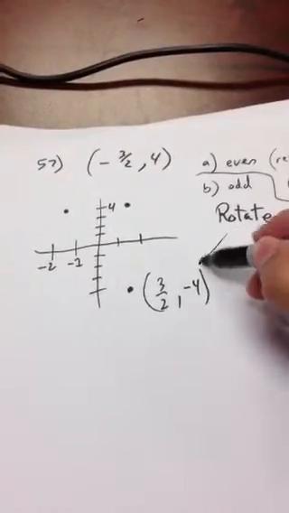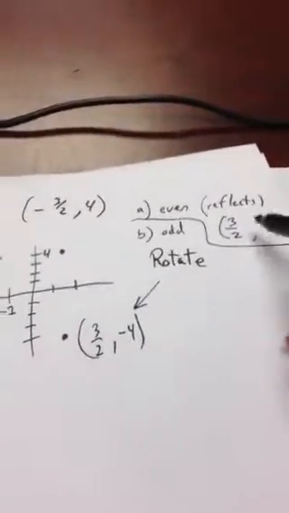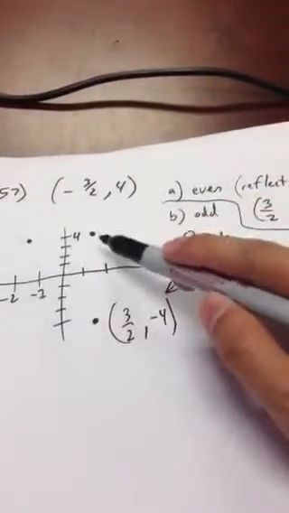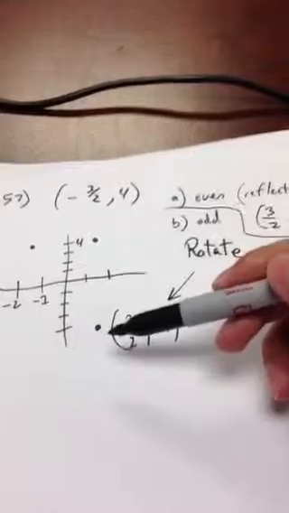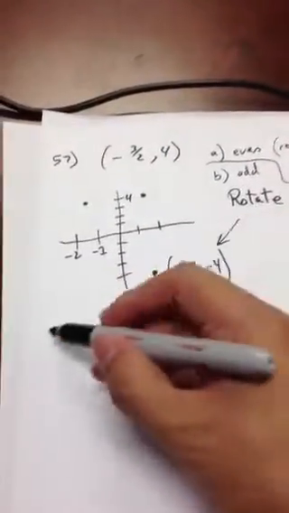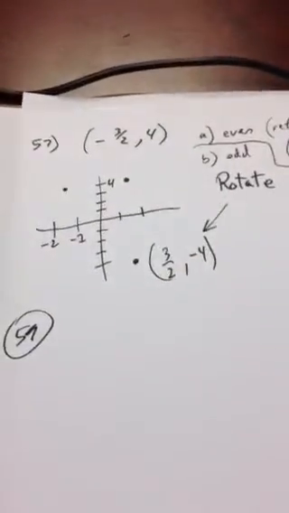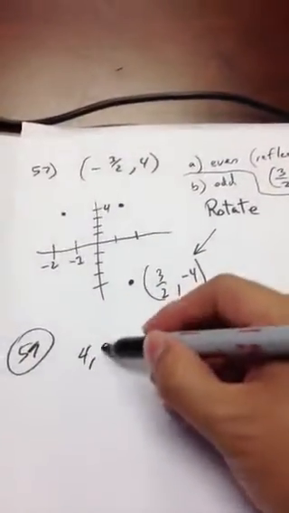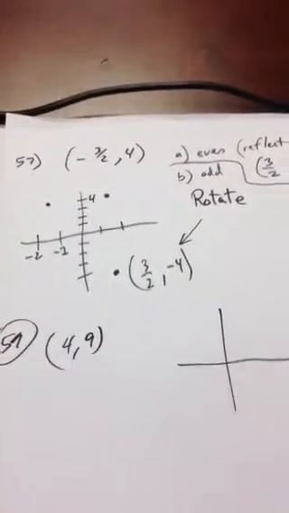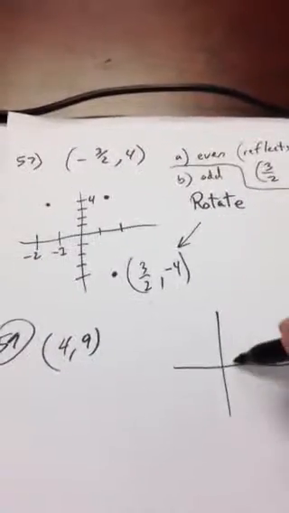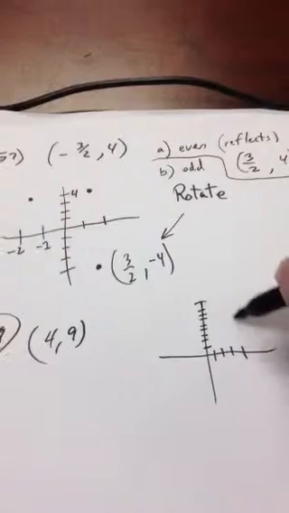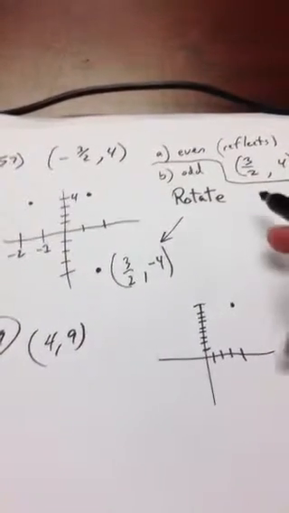Okay, so that's part B. This up here is the answer for part A. Even and odd. Even means flip it over the y-axis. Odd means rotate it. Now there is a pattern to this, and we can do number 59 a little quicker because now we know this pattern. The coordinate they give me is 4,9. So 4,9 is going to be 1, 2, 3, 4, up 9, 1, 2, 3, 4, 5, 6, 7, 8, 9, up there.